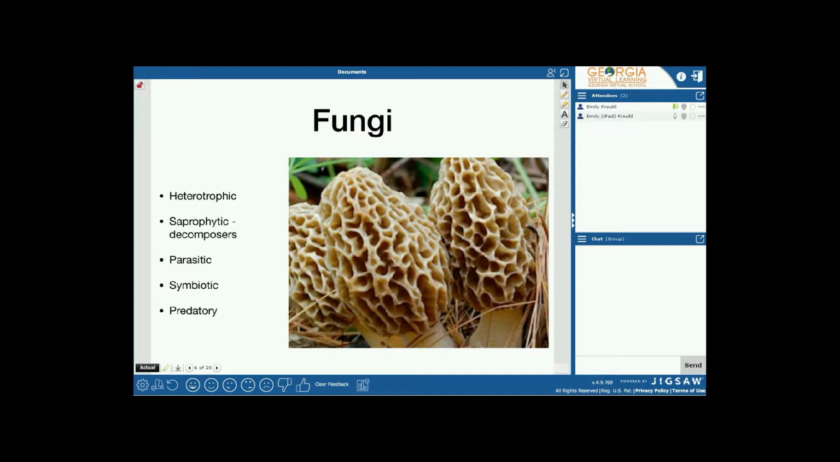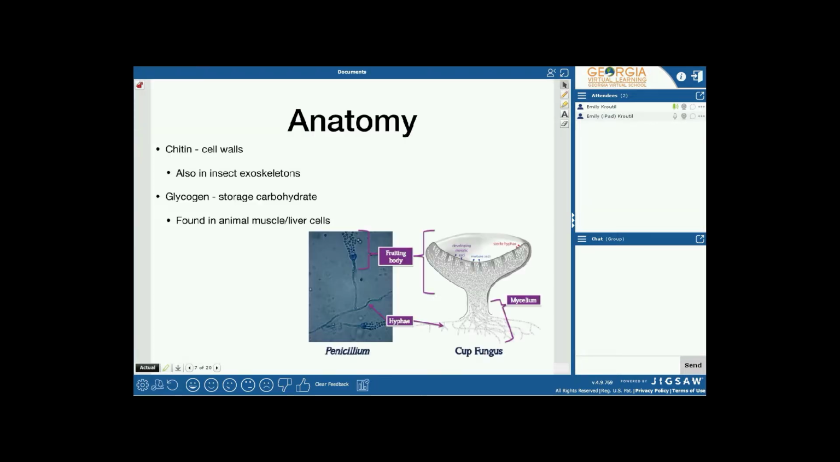So some basic characteristics about these guys. They're heterotrophic, right? Which means they don't make their own food. Hetero means like different. Then there's saprophytic, which are decomposers. So they can be decomposers, they can be parasites, they can be symbiotic, or they can even be predators, which is kind of cool. Because mostly you think of them as kind of plant-like, which we'll talk about in a second. But basically, they're more closely related to animals than plants, which is kind of mind-boggling because they don't really look too animal-like.